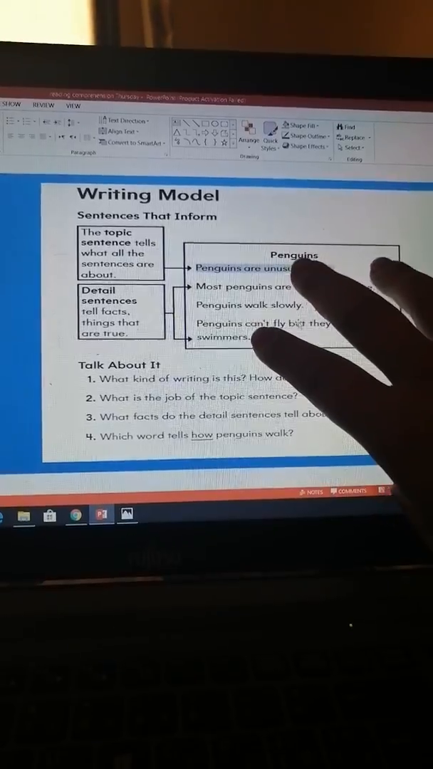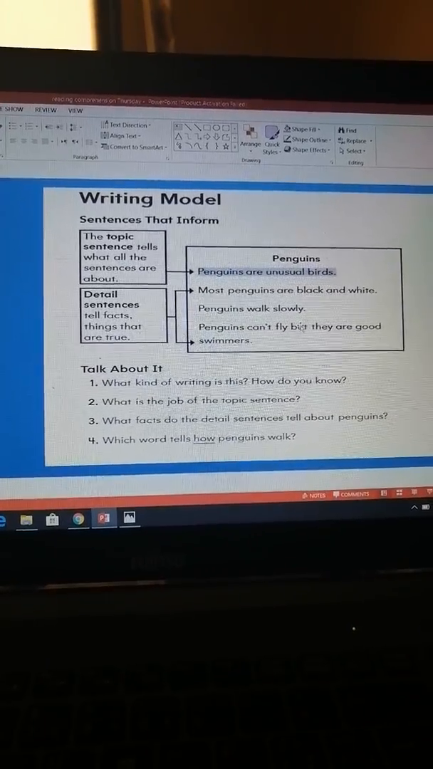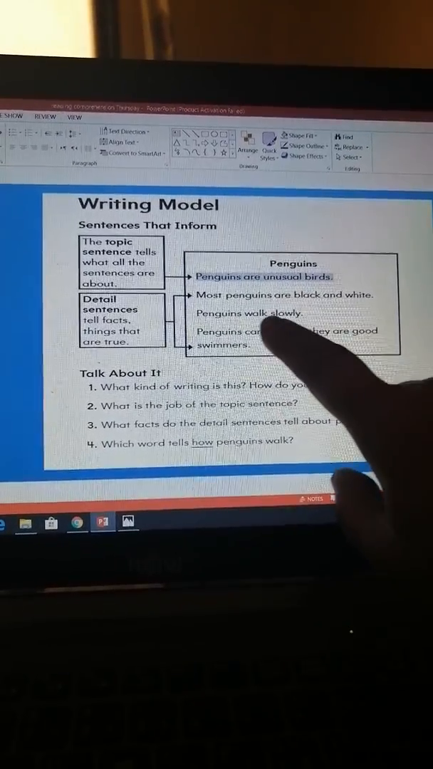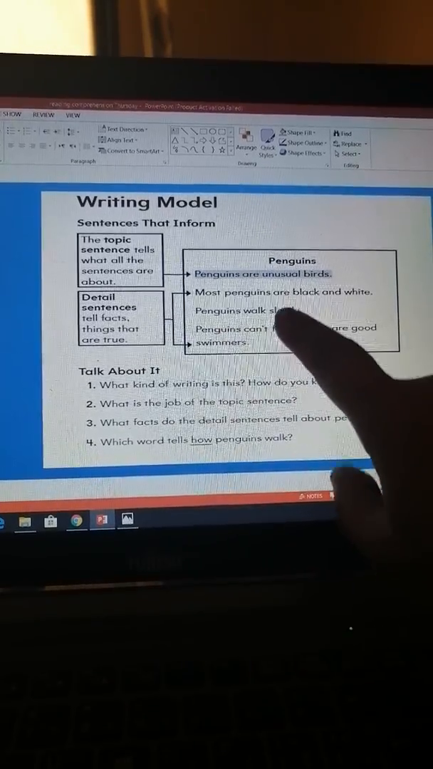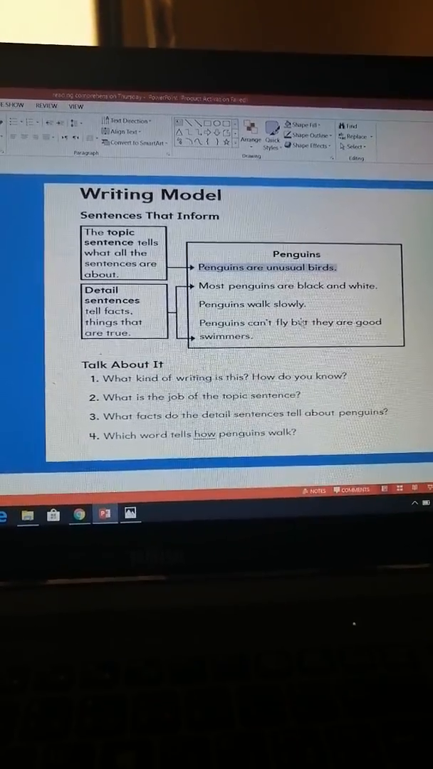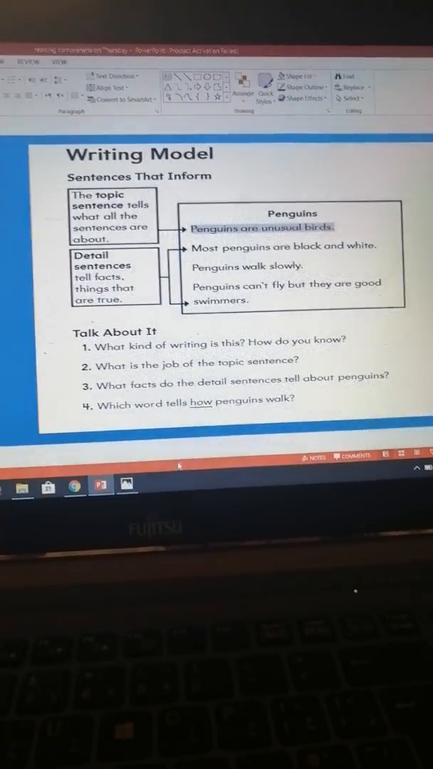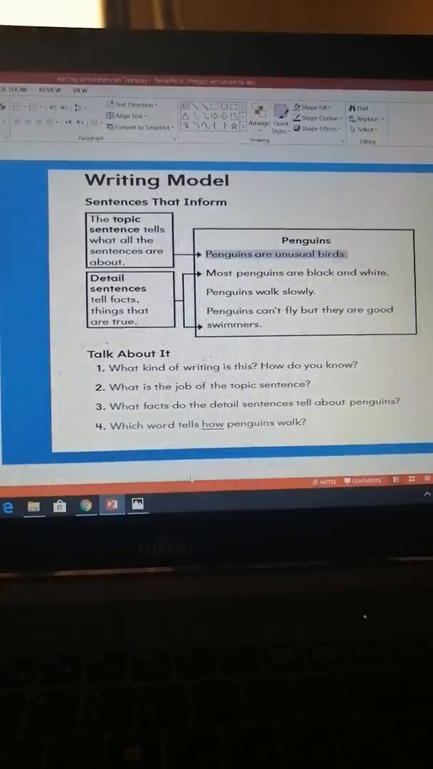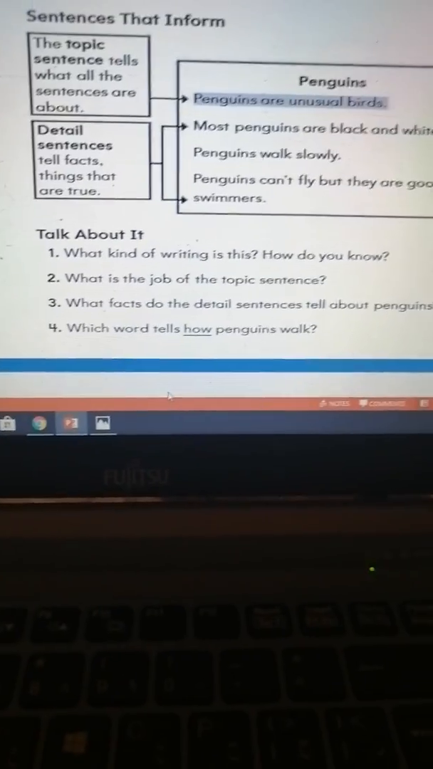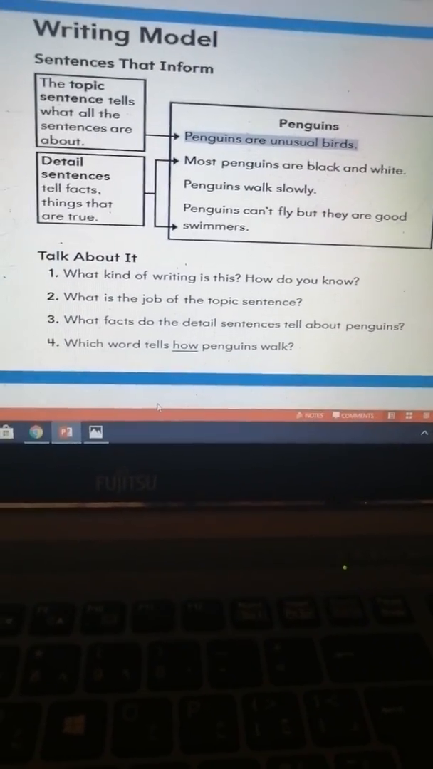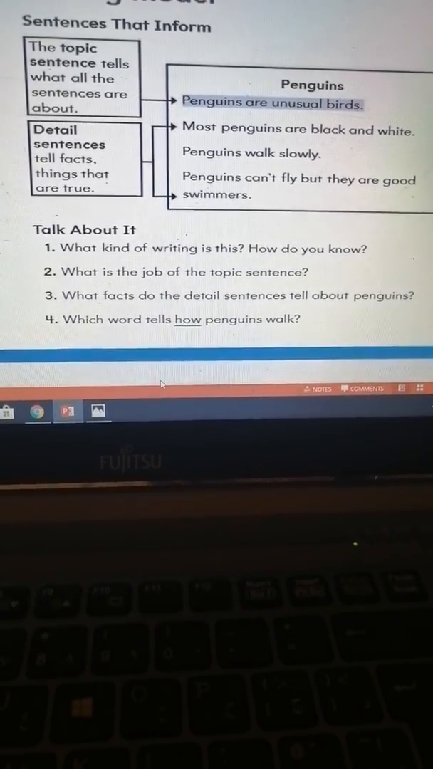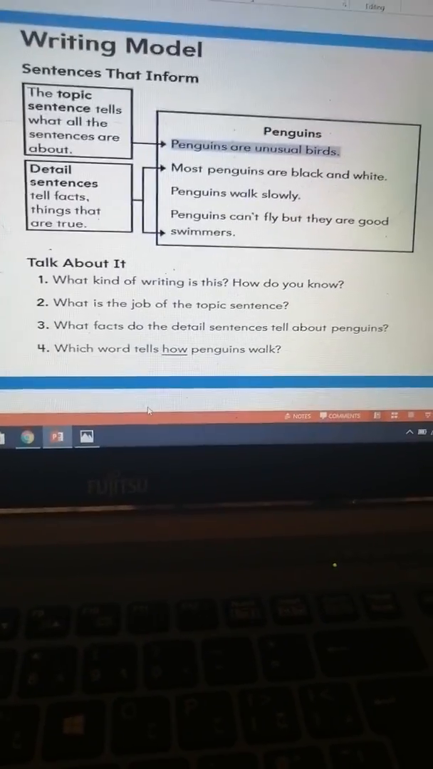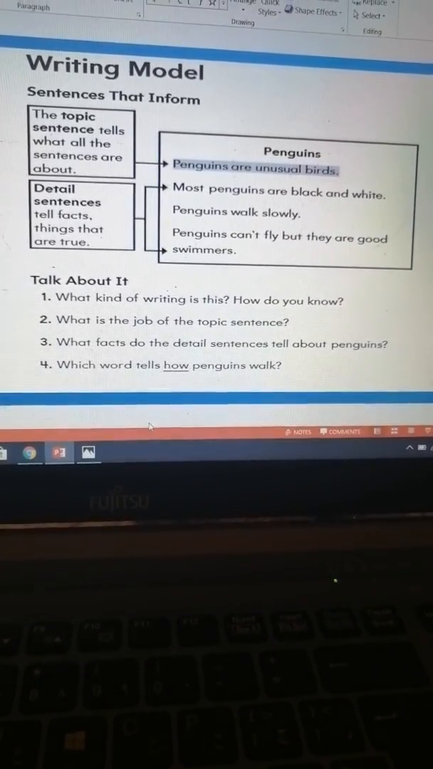What is this writing talking about? About penguins. What are the facts and details? Three. Penguins are black and white. Penguins walk slowly. Penguins can't fly, but they are good swimmers. And below are some questions, and you will find the answers to the questions from this writing. Number 1, what kind of writing is this? So this kind of writing is informational text because it gives me more information about penguins.